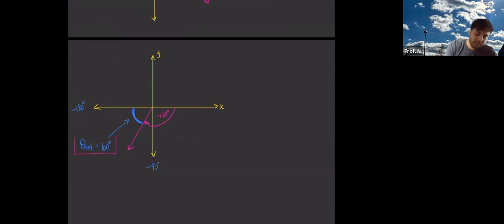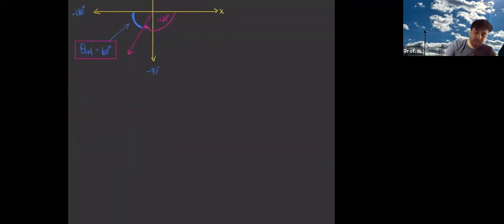So again, the reference angle doesn't matter if my angles are negative or positive. The reference angle will always be positive and it will always be acute, smaller than 90 degrees. Okay. So now, what happens though when my angle, for example, is in radians?